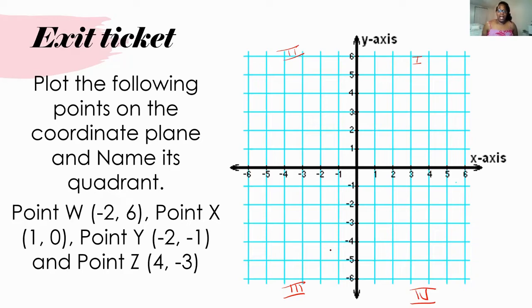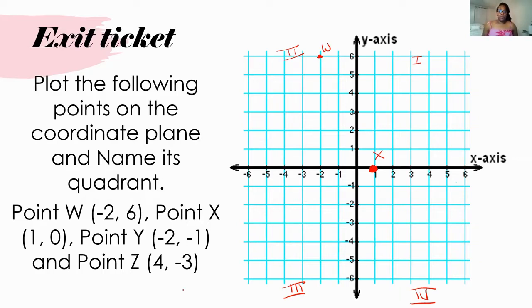So I asked you to plot these points on the graph. So if we were to plot point W, it's at (-2, 6). So starting at the origin, we go to the left 2, and we're going to go up 6. And we're going to plot our point, and that'll be point W. Point X is (1, 0). So starting at the origin, we go to the right 1, and we don't go up because it's 0. So that's going to stay right there. And that point X is also known as my x-intercept because it's intersecting the x-axis.